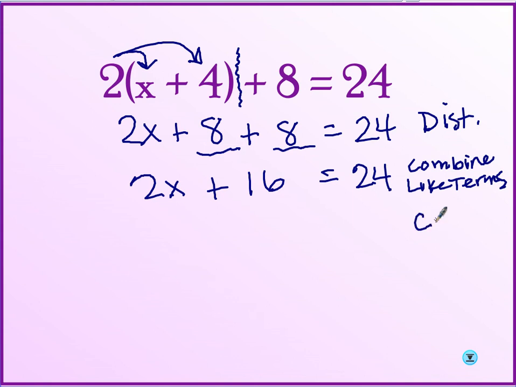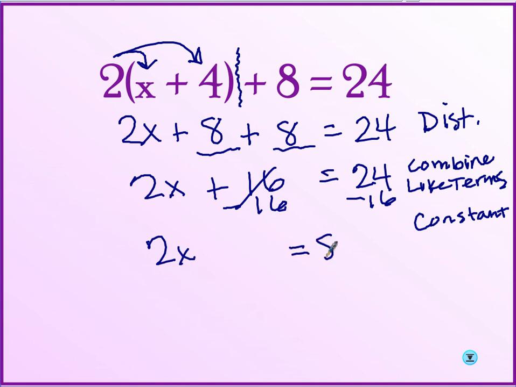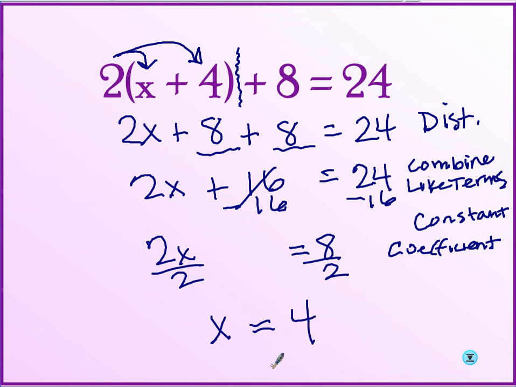The next step is to take care of our constant. Our constant here is positive 16. So I do the opposite of that and subtract 16 from both sides. And I get 2x equals 8. The last step is to divide by our coefficient. So we're going to divide both sides by 2, and I get x is equal to 4.